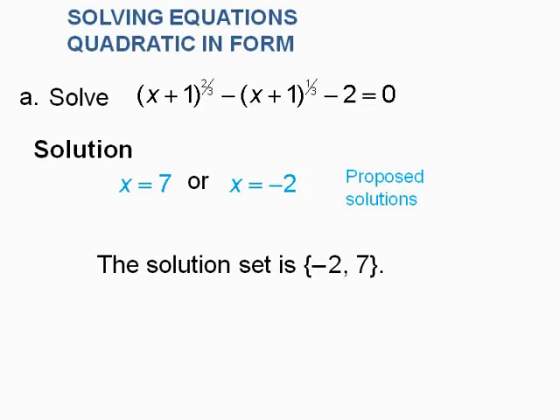Now, I know what some of you are saying, that looks beastly to check 7 or -2 in here. So let's go ahead and plug 7 in real quick. So that would be 8 to the 2/3 power, minus, when we plug 7 in, 7 plus 1 is 8 to the 1/3 power, minus 2 equals 0. Now remember, 8 to the 2/3 power is the cube root of 8 squared.